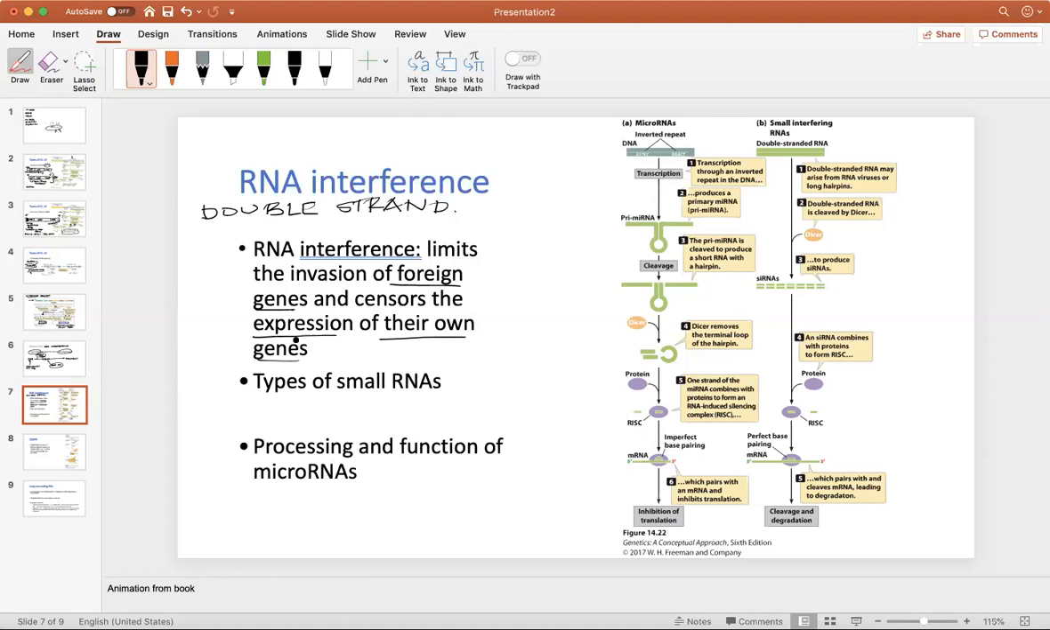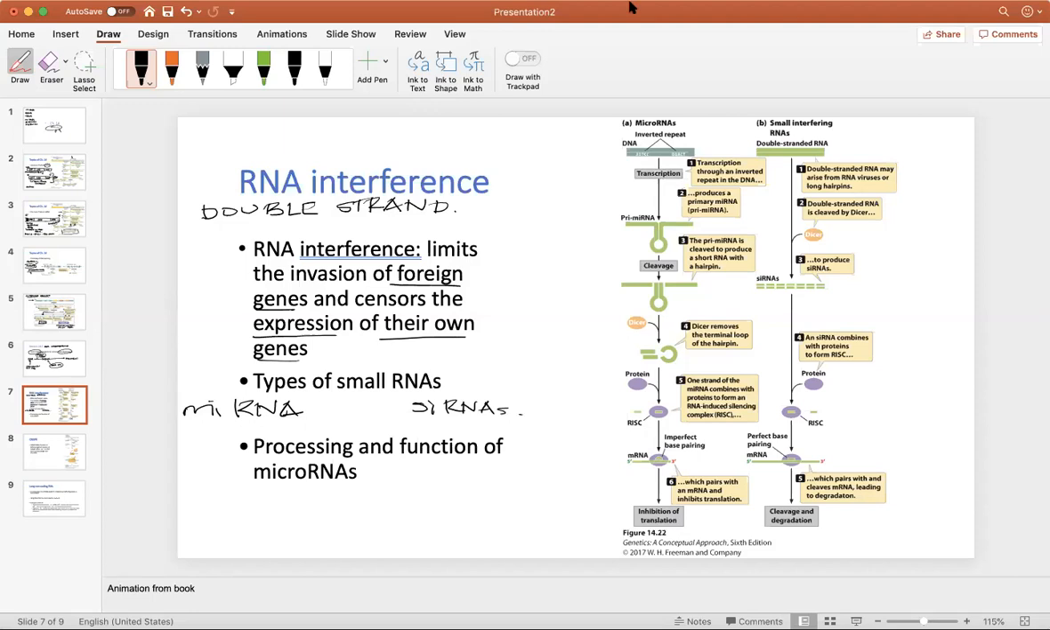All right, so RNA interference limits the invasion of foreign genes, I've got underlined for you here, and it censors the expression of a cell's own genes, okay? So if you had like an RNA virus or something like that, then RNA interference could take care of that viral RNA, but it can also shut down some of your own RNA, all right? So there are two types of small RNAs that we're going to talk about that get involved in RNA interference. One are called microRNAs, which we talked about before. And the second are small interfering RNAs.